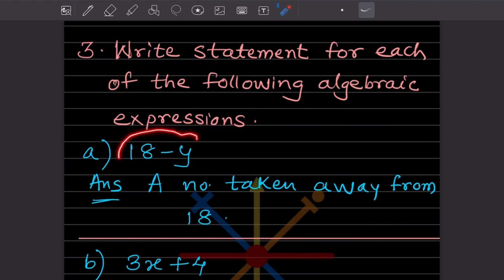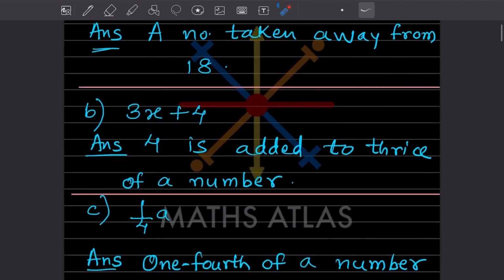Okay, now here this is 18 minus y. So what are you going to write for this one? So this y is a number, right? So what are we going to say? A number. So we are considering this y as a number. Then when we do subtraction, what will we say? Taken away from 18. Okay, so we have to write the statement for it. Now see here, 3x plus 4. So what is done over here? What can we write the statement as? 4 is added to 3x, which means thrice of a number. As we have seen in the previous one, 3 into x, that is thrice of a number.